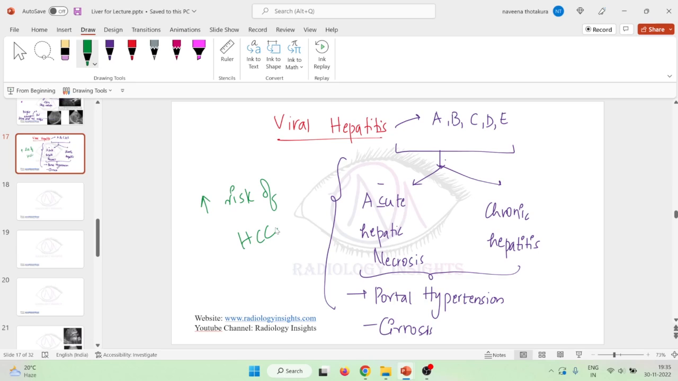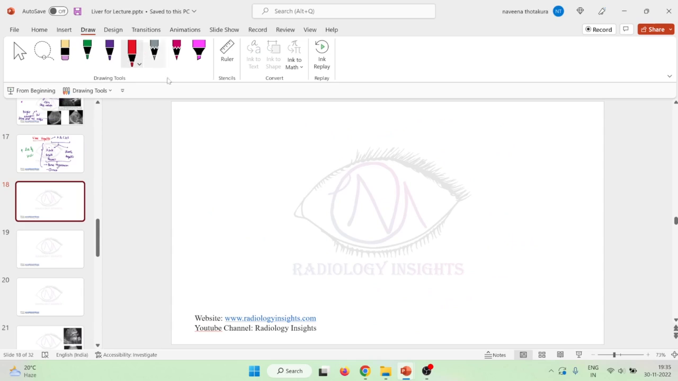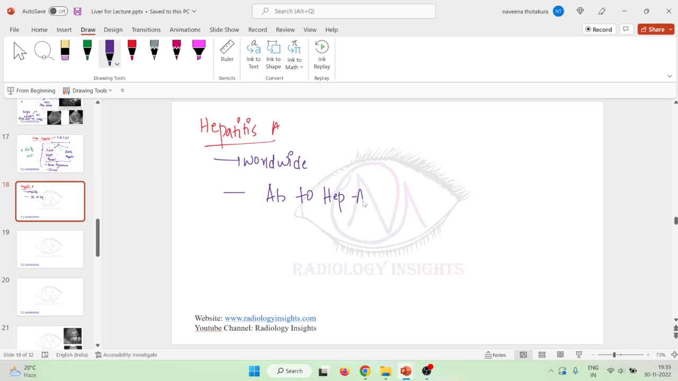So let us learn each of the hepatitis in detail first, some important points, and then we will see ultrasonographic details. So first, we have hepatitis A. Hepatitis A is a disease which is seen worldwide. That is, in all the countries of the world we can see cases of hepatitis A, and these are diagnosed using antibody to hepatitis A virus. And how does the patient get this disease? What is the route of transmission?